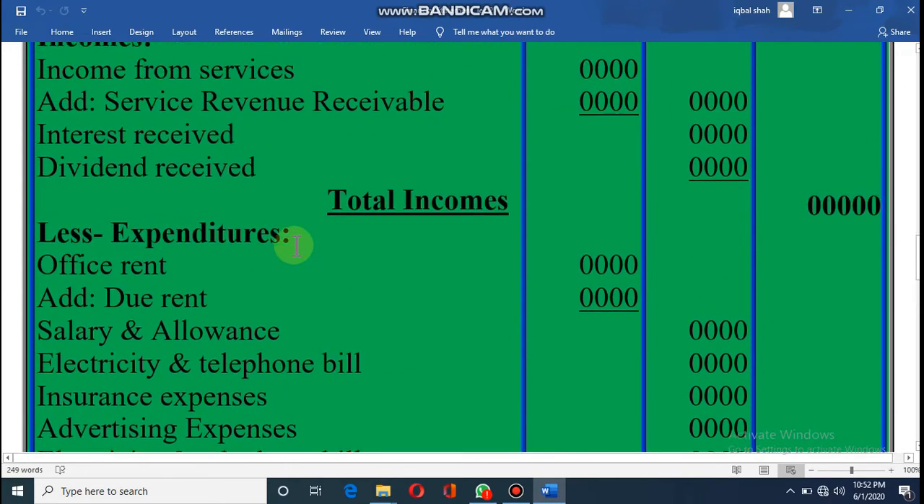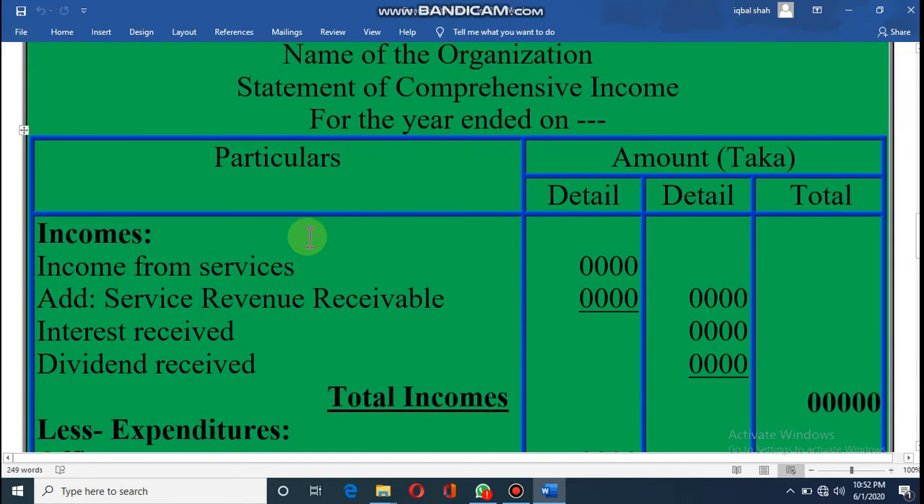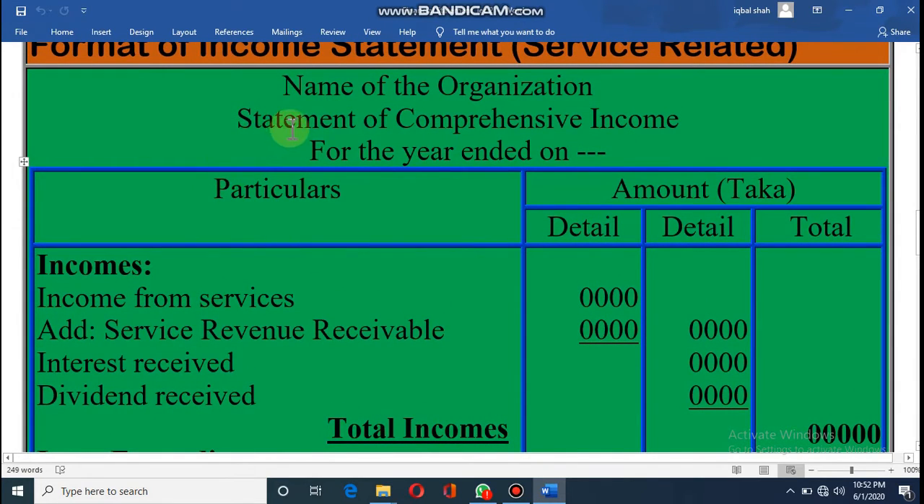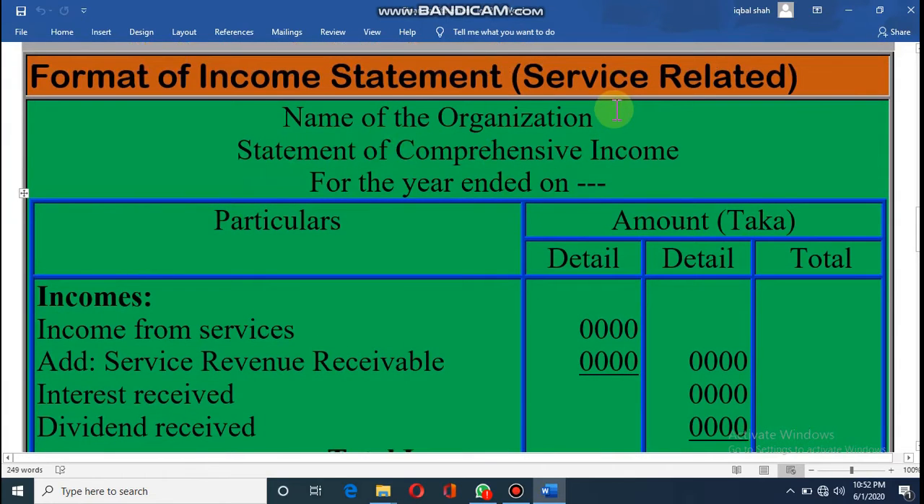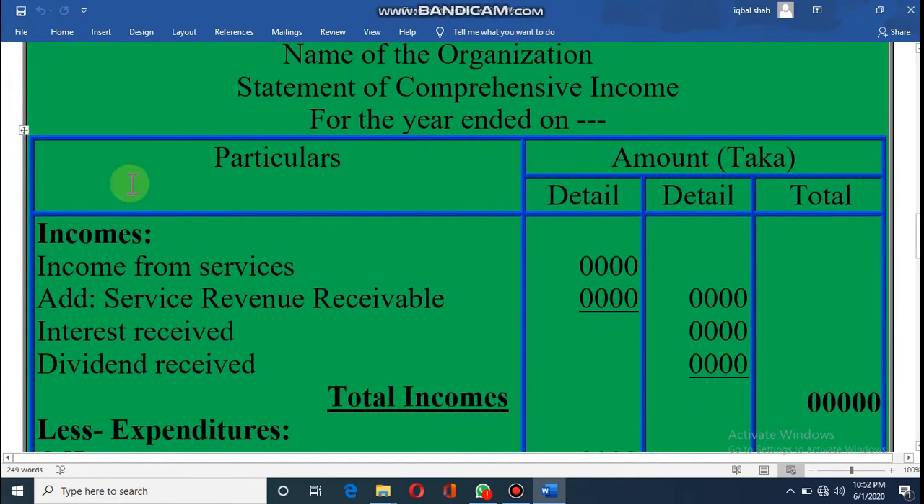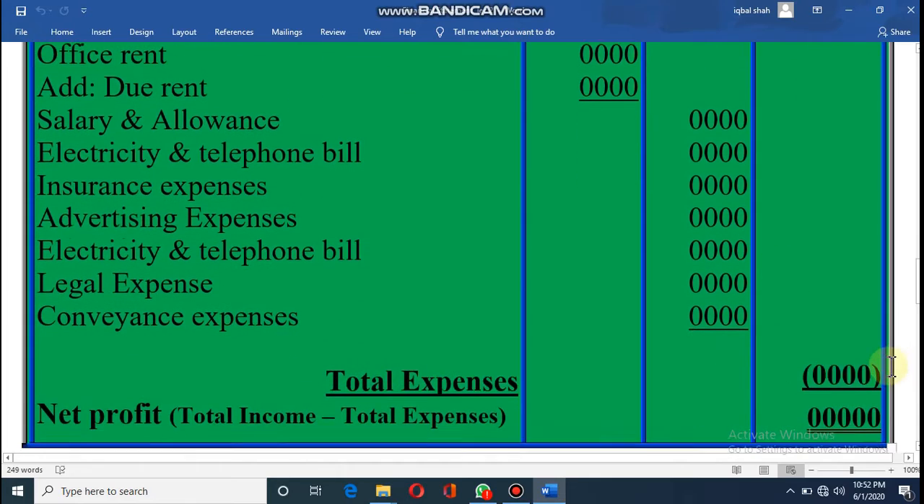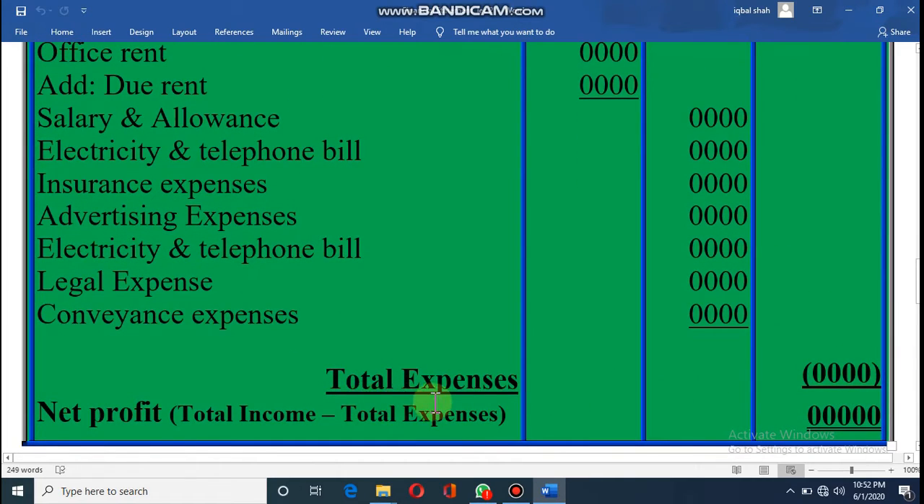Dear student, so you understand how you can find out the income or profit of a service related organization. Again I am telling, total expenses will be subtracted from total income, total income minus total expenses, then you will find out the net profit. I hope you understand.